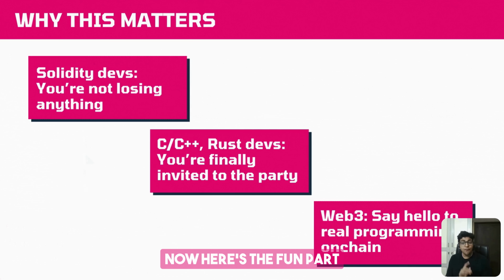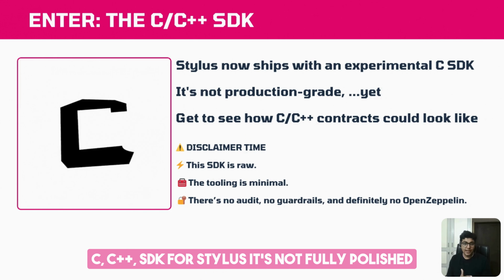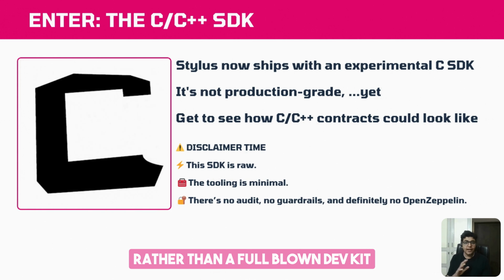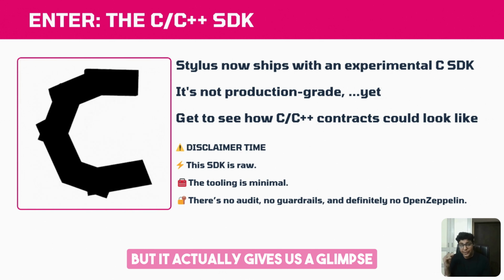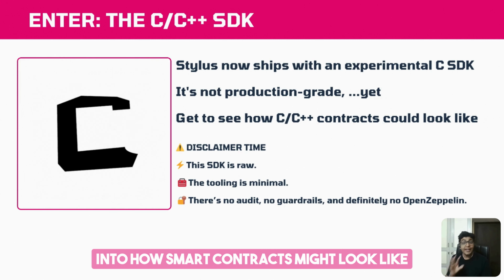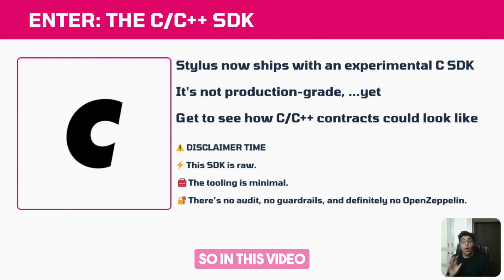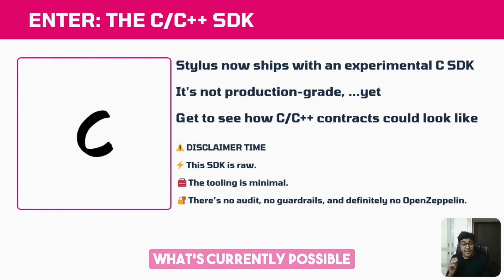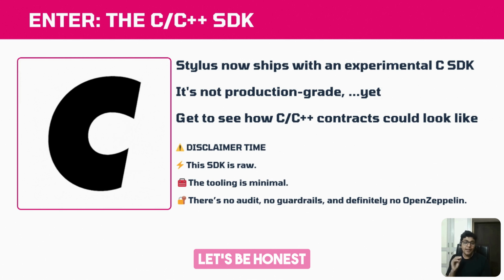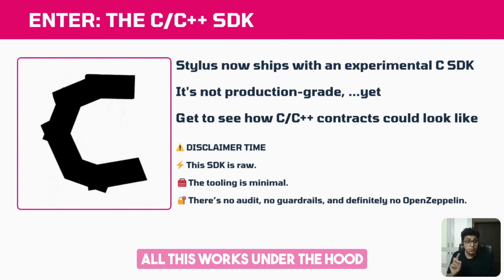Now, here's the fun part. There is actually a C SDK for Stylus. It's not fully polished. In fact, it's more like a playground rather than a full-blown dev kit. But it actually gives us a glimpse into how smart contracts might look like in C on chain. So in this video, we are going to walk through what's currently possible with that SDK and why it's both awesome and, let's be honest, a little rough around the edges. Let's start with how all this works under the hood.